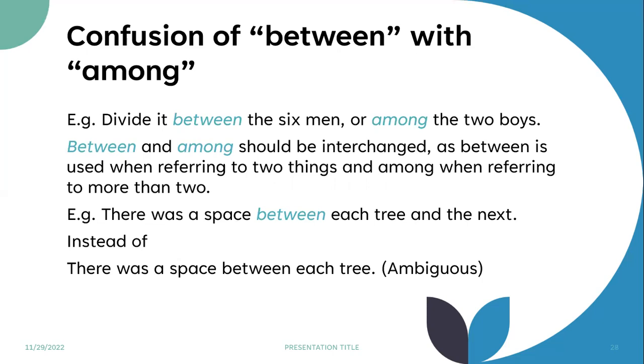Then we have another example. "There was a space between each tree and the next," instead of "There was a space between each tree," because it's ambiguous. How many trees are there? We don't know. But "between each tree and the next," there are 2 objects being compared in this sentence, right? So it doesn't necessarily have to be 2 things, but if it is 2 ideas being referred to in the sentence, then between should be used instead of among.